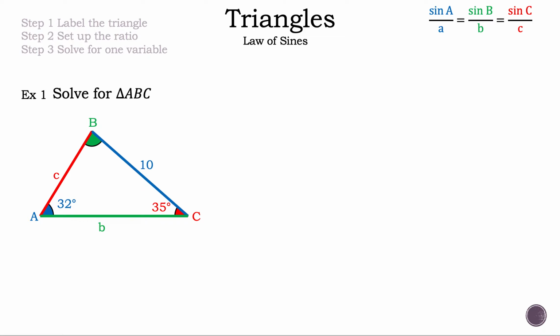Before we do that, let's read the steps. Step 1, label the triangle. Step 2, set up the ratio. Step 3, solve for one variable. Now let's read the question.